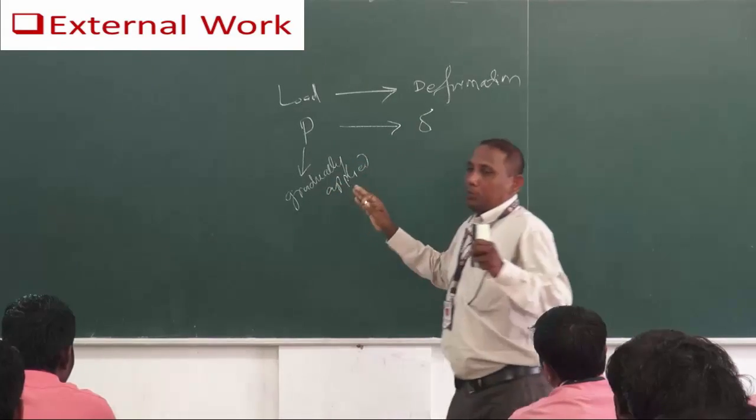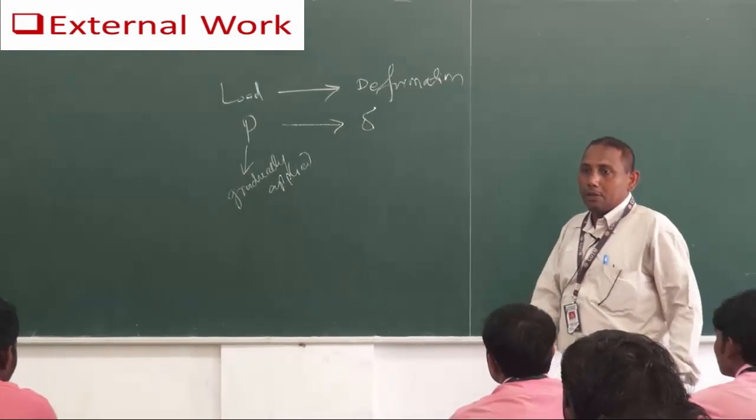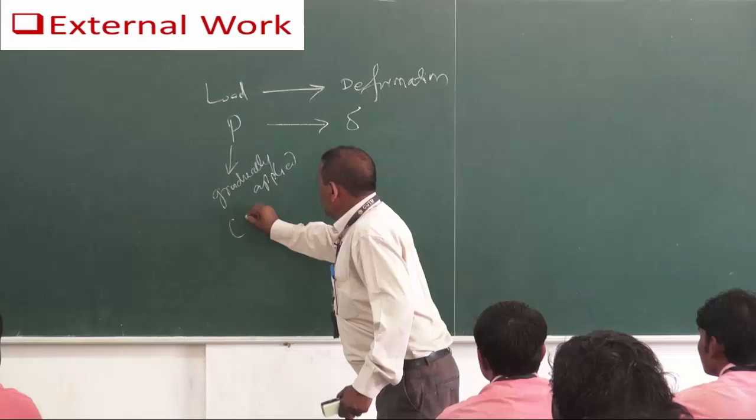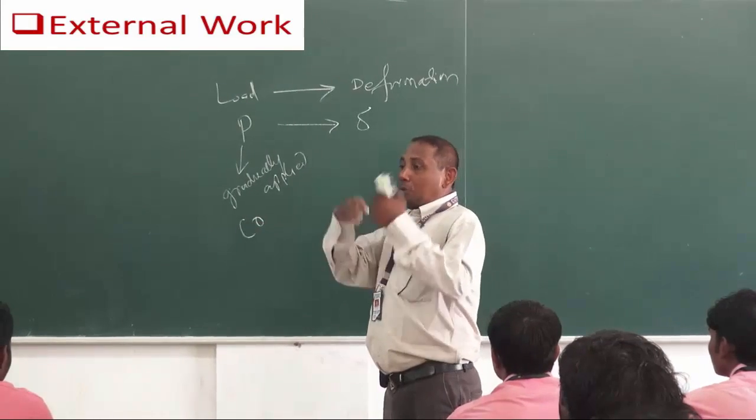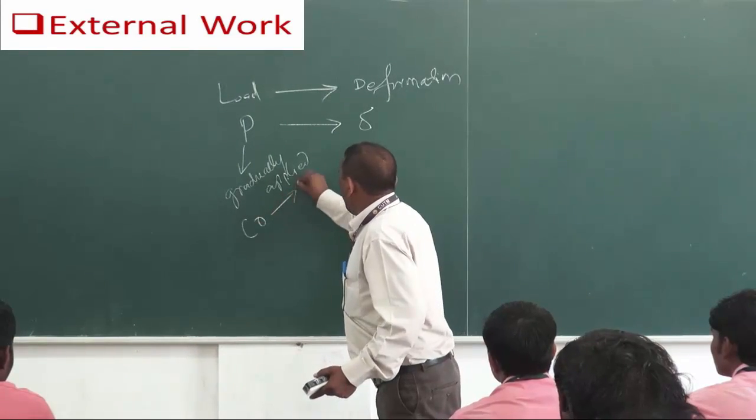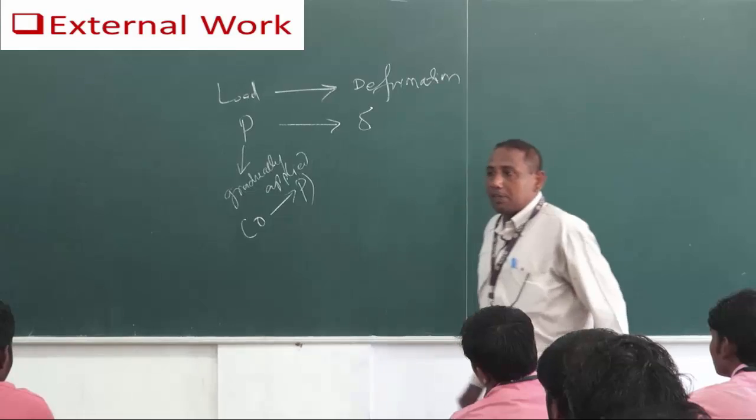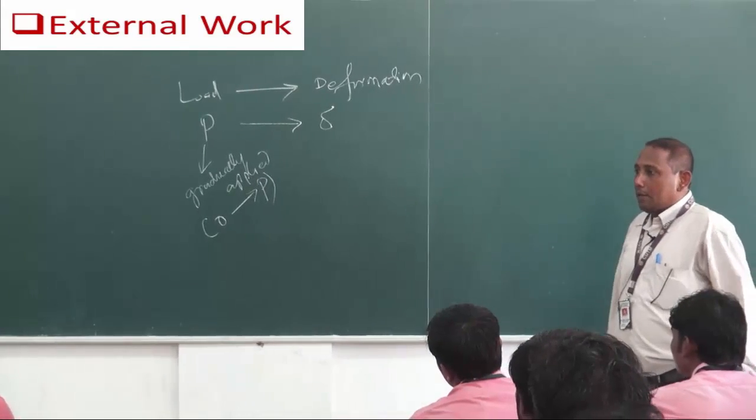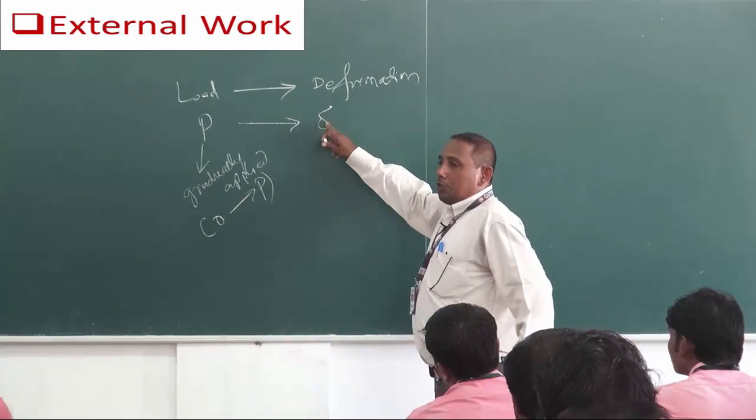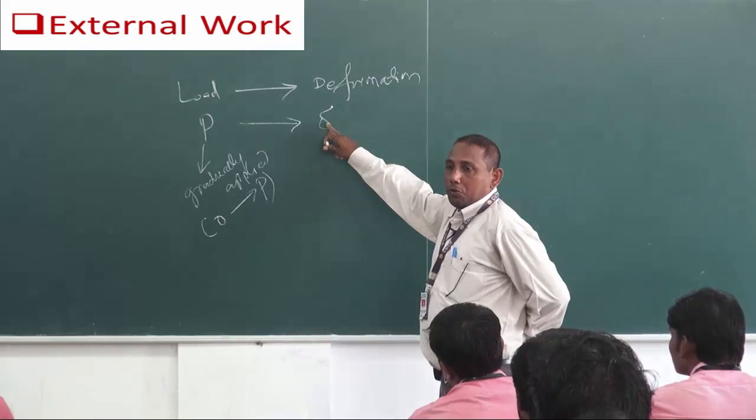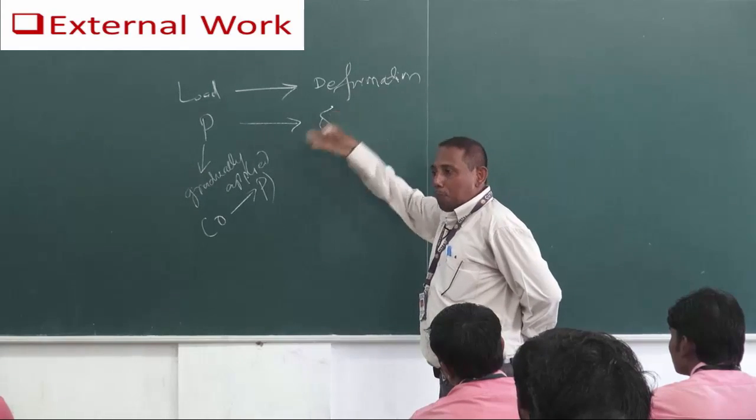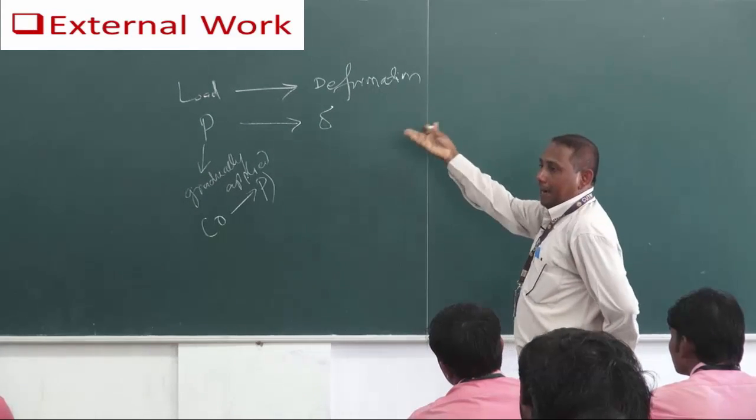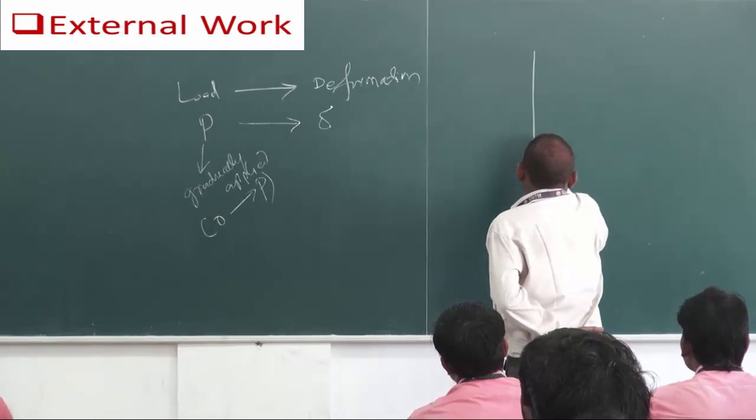For all practical purposes, we have to assume that. Gradually applied means load is applied to its full value from 0 to P. It is not suddenly applied, and due to which the deflection delta is produced. And we can now plot a load and a deflection curve.